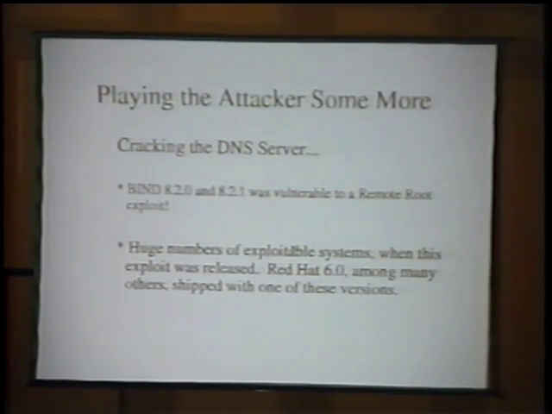So we've talked about data mining some, so let's look at what we can do to crack the DNS server. BIND 8.2.0 and 8.2.1 were vulnerable to a remote root exploit. This was not good because a whole lot of systems were vulnerable, and a lot of us found out about vulnerable name servers when this happened. You had lots of exploitable systems because Red Hat 6.0, among other distributions, was shipping with this by default, and lots of people don't patch their systems, so lots of people got nailed. There are a couple of worms that just sit there and go after a name server, get root on a machine, and propagate.